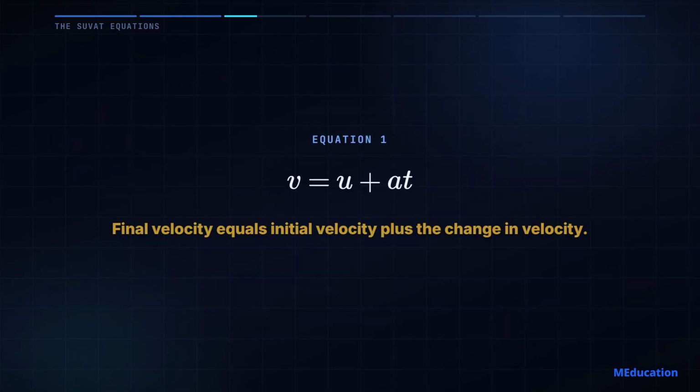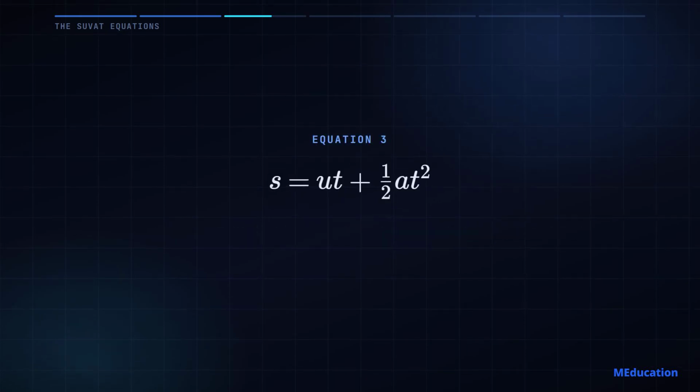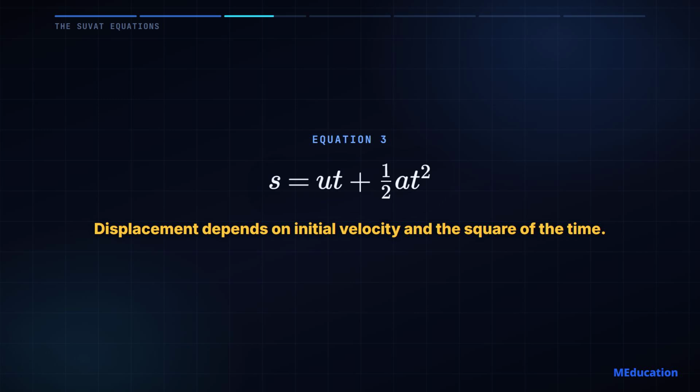From the definition of acceleration, we get our first equation. Final velocity v equals initial velocity u plus acceleration times time. This is just the gradient formula rearranged. By finding the area of that trapezium and substituting our first equation into it, we get the displacement equation. s equals ut plus a half at squared. Notice the half. Dropping it is a very common exam error.